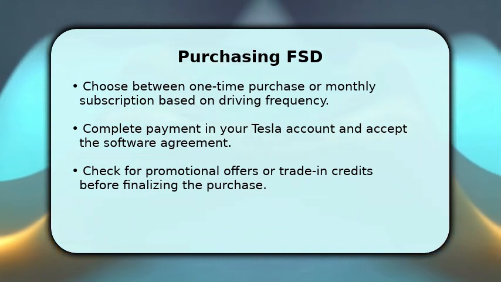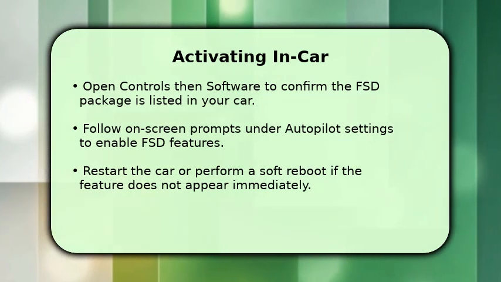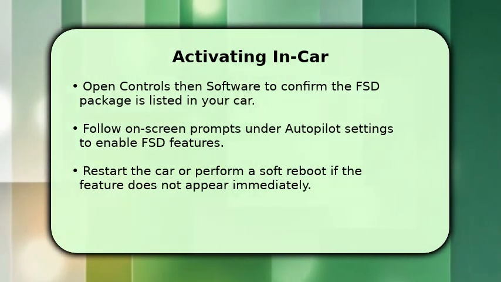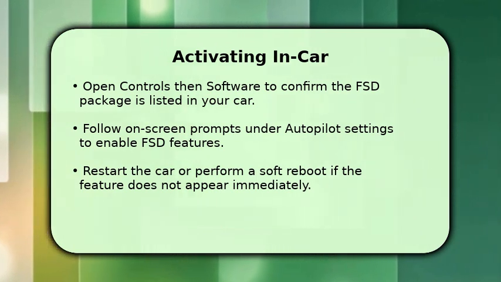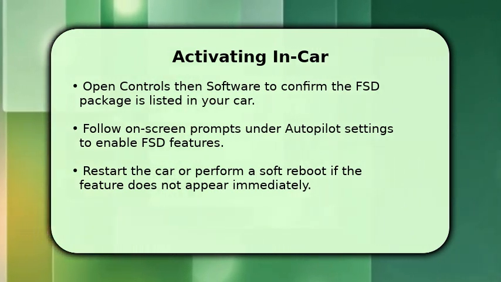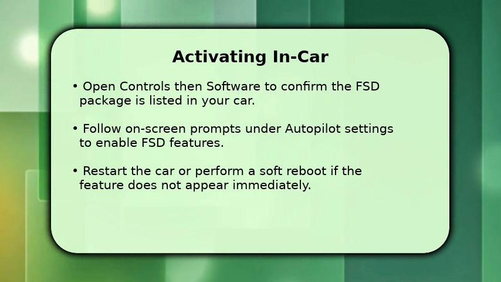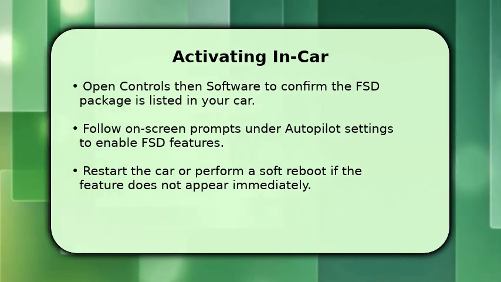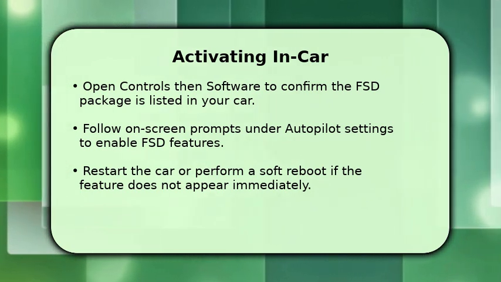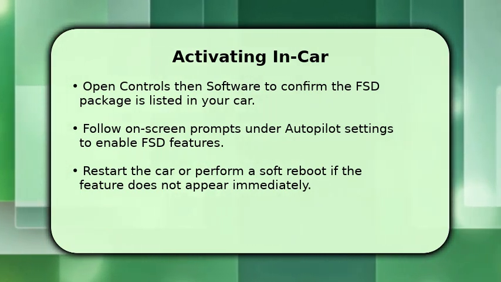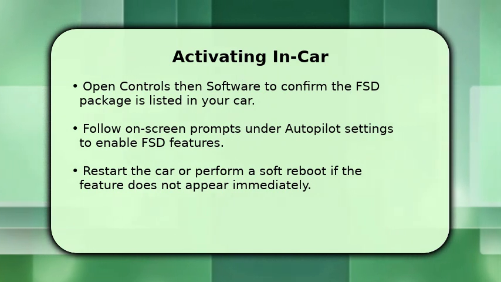I'll guide you through enabling FSD inside your Model 3 by navigating Controls, then Autopilot Settings. Toggle the specific FSD features you want and review any safety reminders presented on screen. If the options don't display right away, try a soft reboot from the touchscreen, and finally take a cautious test drive in a safe area to confirm the system behaves.